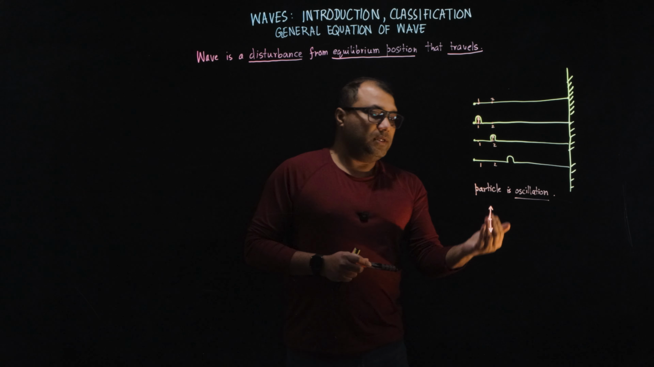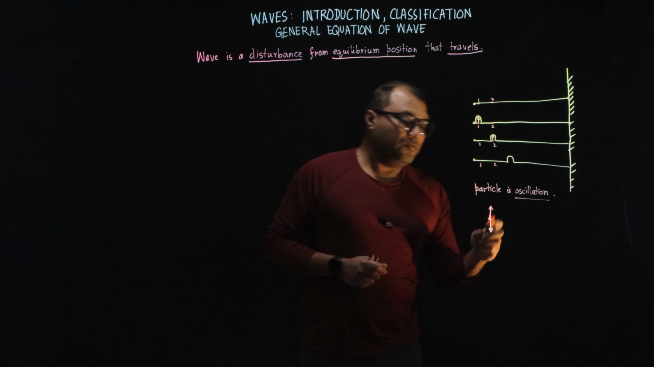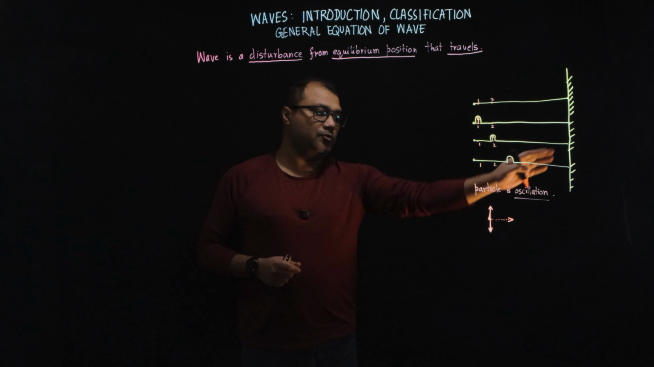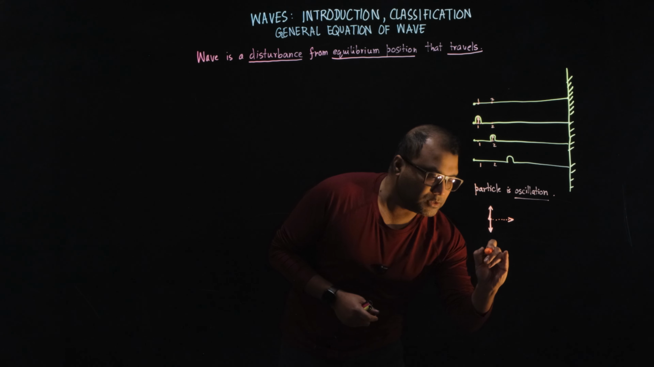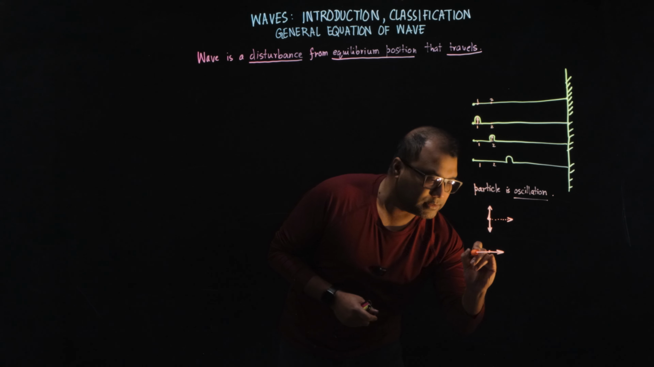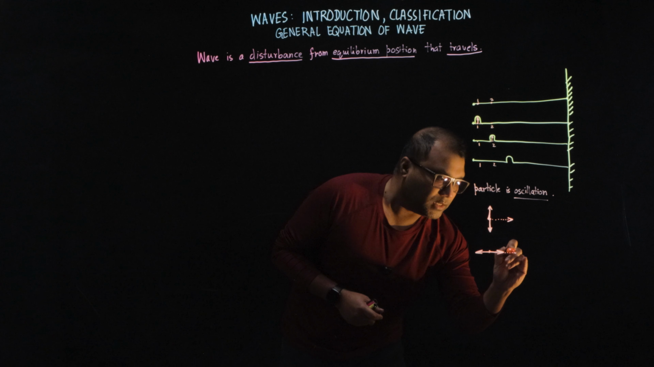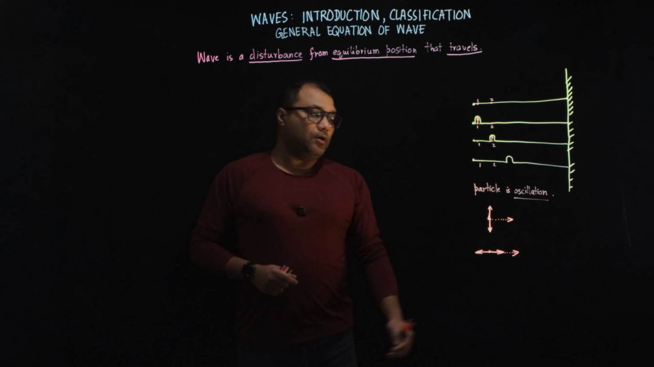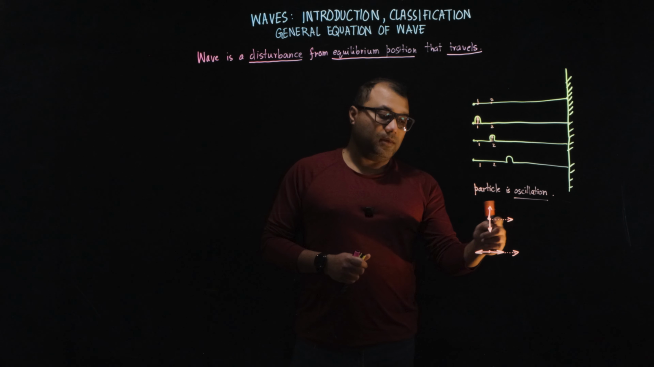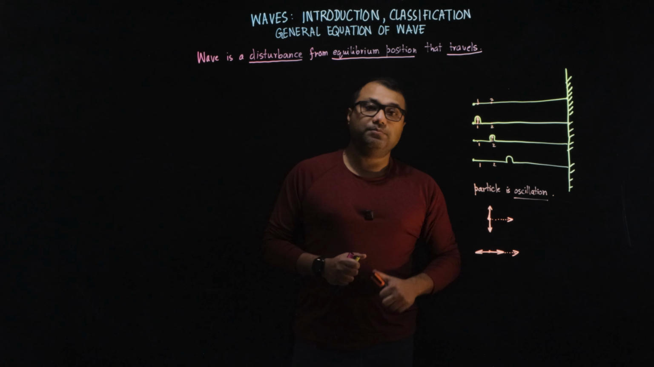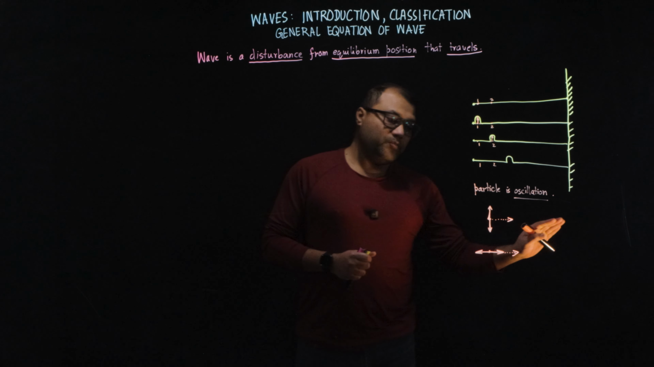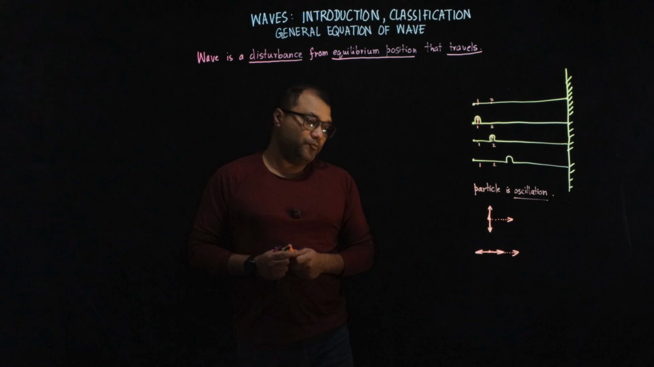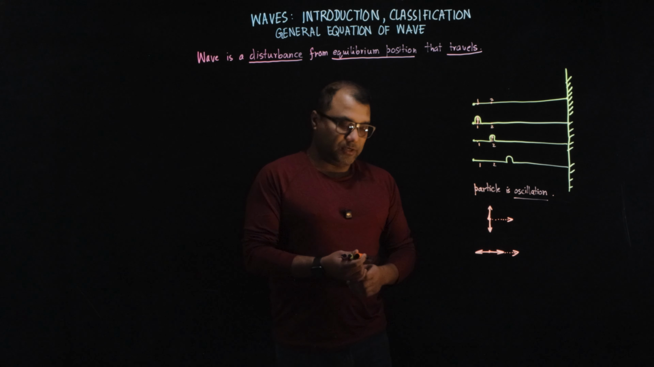Now this particle may oscillate in a direction which is perpendicular to the direction of movement of the wave, because the wave is moving this way. Or we might have a situation when the particles are oscillating in this direction and the wave is also moving in this direction. Depending on the way the particles are oscillating, we call this a transverse wave if the movement of the particle is perpendicular to the direction of movement of the wave, and if the particle is moving along the direction of movement of the wave, then this is called a longitudinal wave.